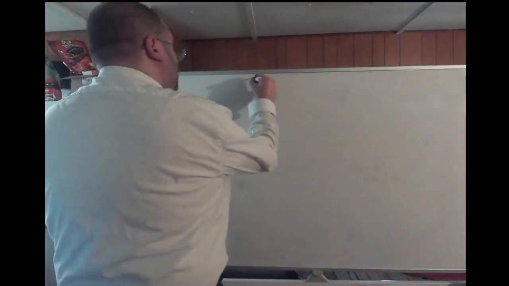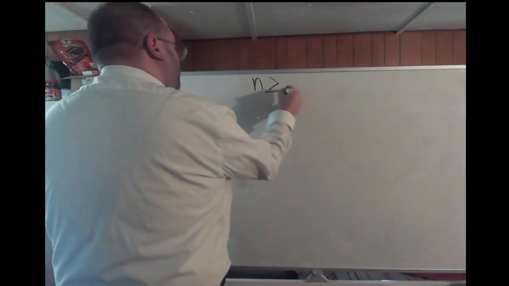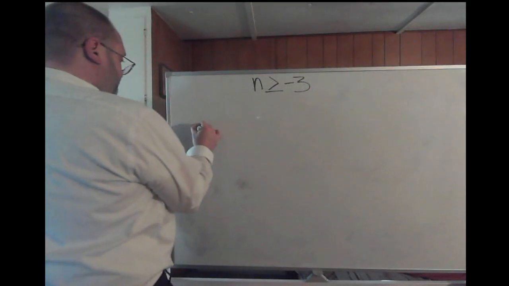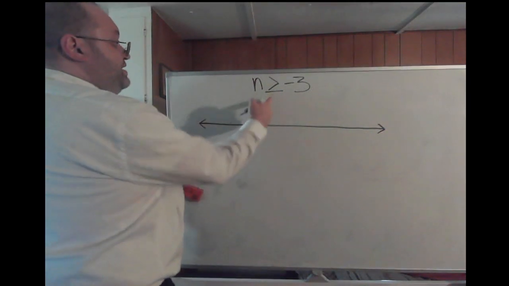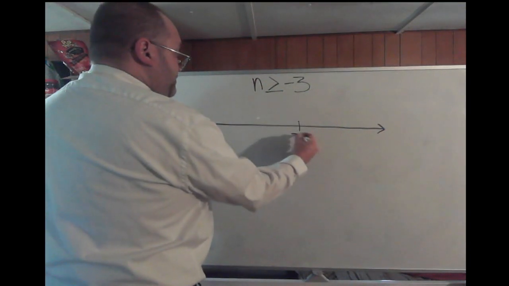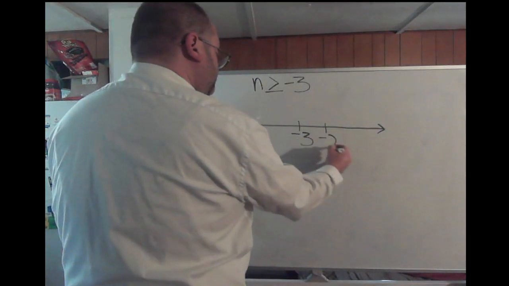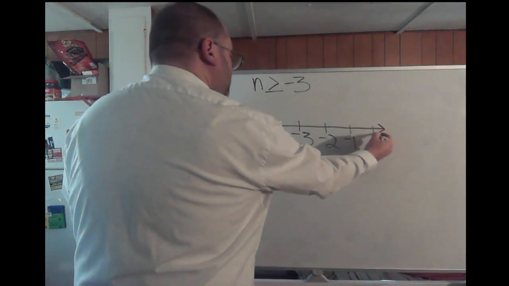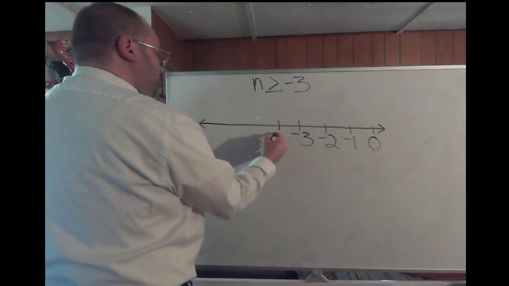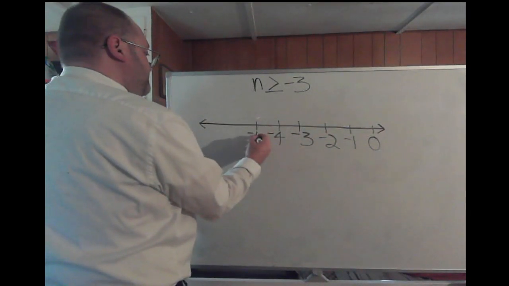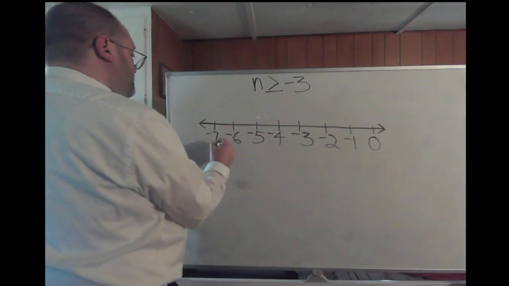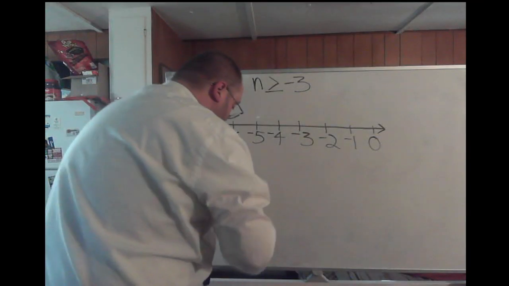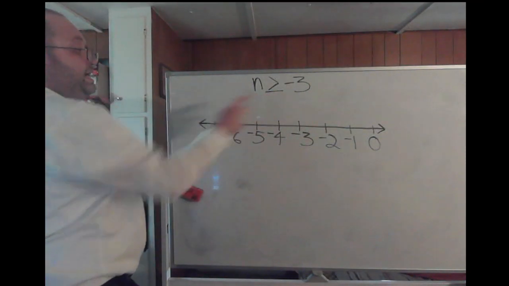Alright, 3 more. This time we got n is greater than or equal to negative 3. So n is greater than or equal to negative 3. Let me just make sure I draw sufficient points to make this a good number line here. Alright, so we have n greater than or equal to negative 3.